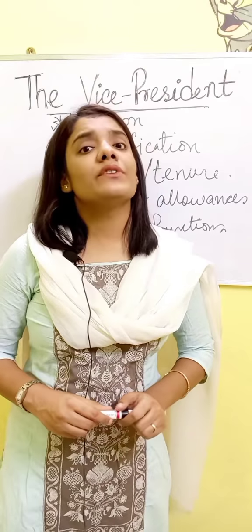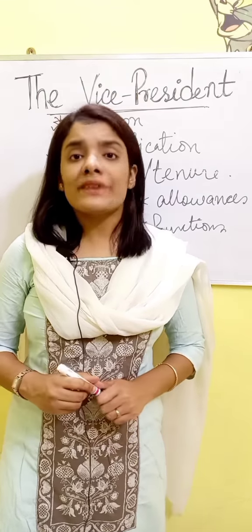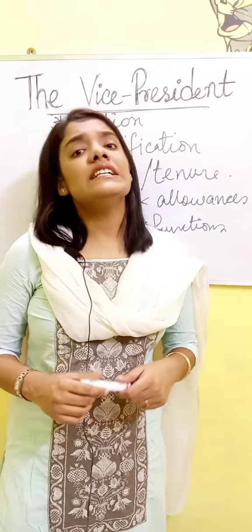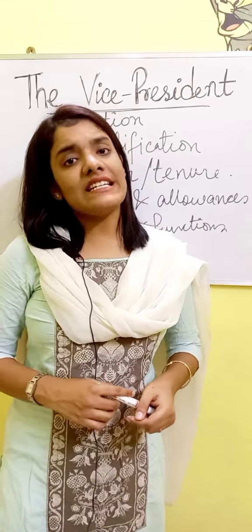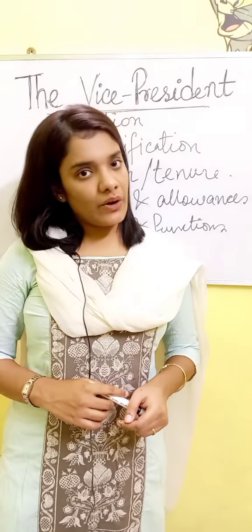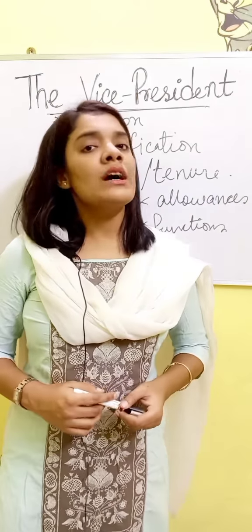So what is the second function of the Vice President? Whenever the office of the President falls vacant, during that time the Vice President of India works as the acting President. But that does not last for long. That remains valid only for 6 months, and within 6 months the next president has to get elected. Now we will move on to the Prime Minister.